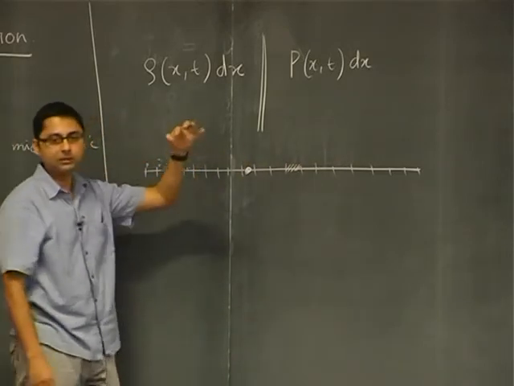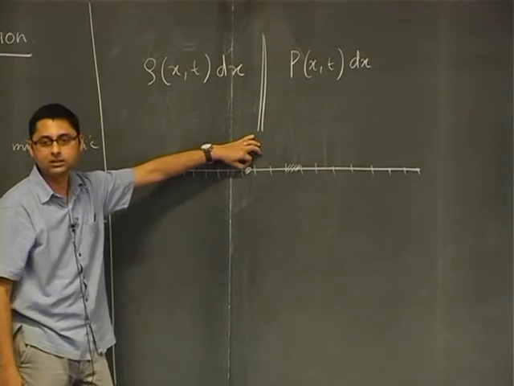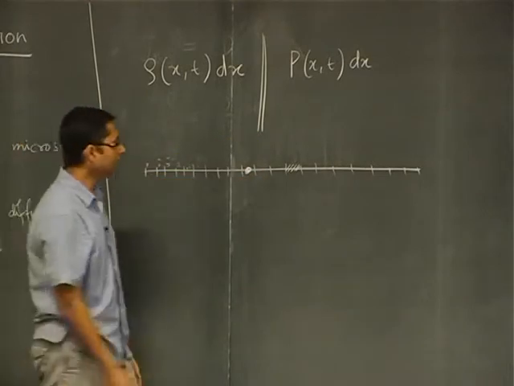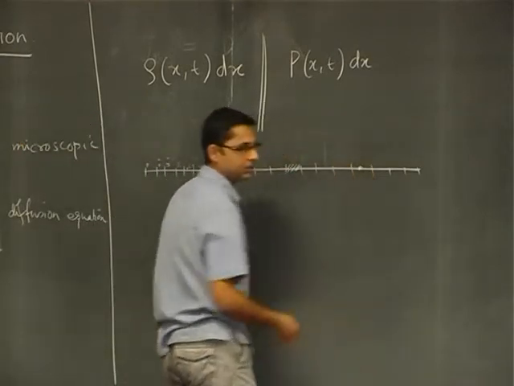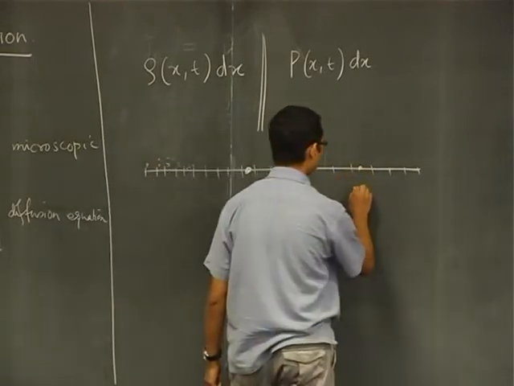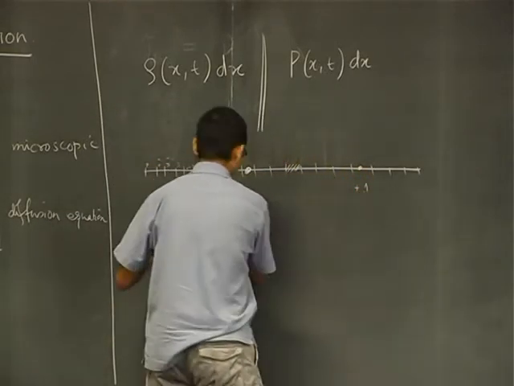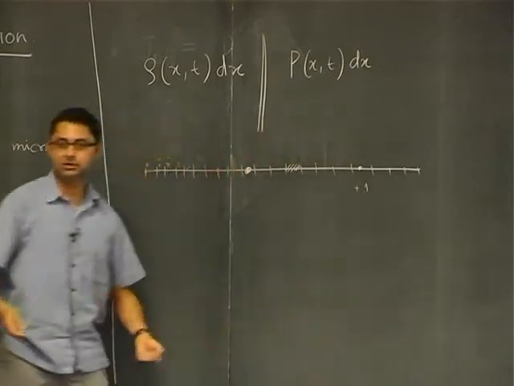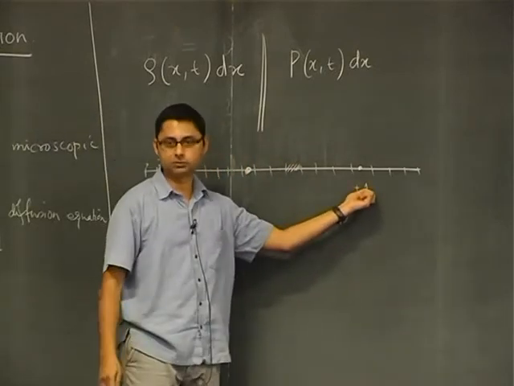I will take only one particle, release it at the origin, wait for time t, and find out where the particle is. So here is the particle. I have a bin here, and I'll put a +1 there. I have a piece of paper where I'll write down the number. This time I got the particle here, so I'll put a +1 here.